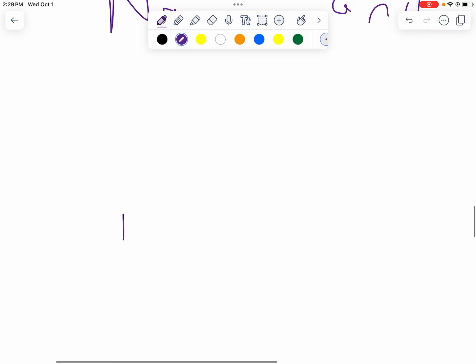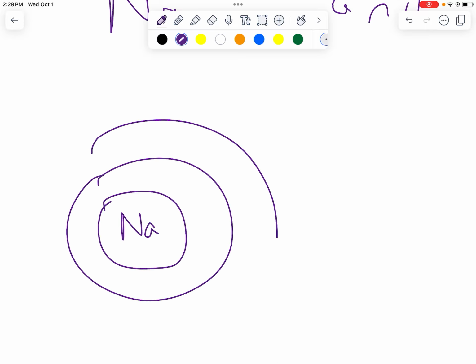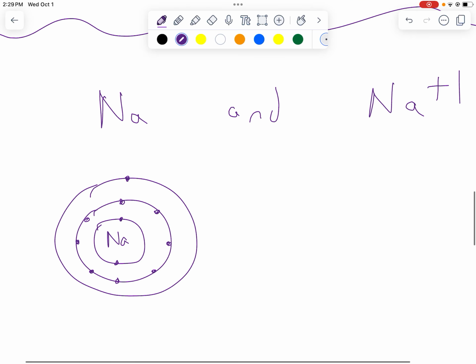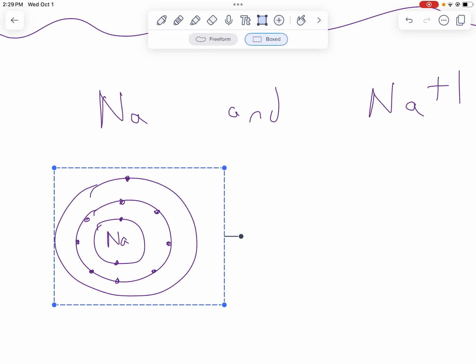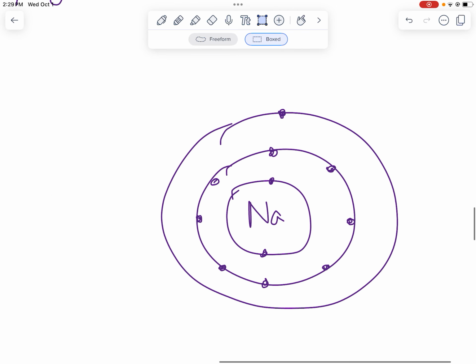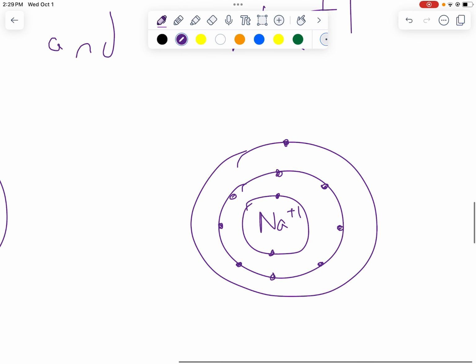So let's do this. We'll go Na, 1, 2, 3. First shell is going to have 2. Second shell will have 8. Third shell will have just 1. Okay, now if it's also being compared to its ion, Na+1, what that means is we've lost an electron.